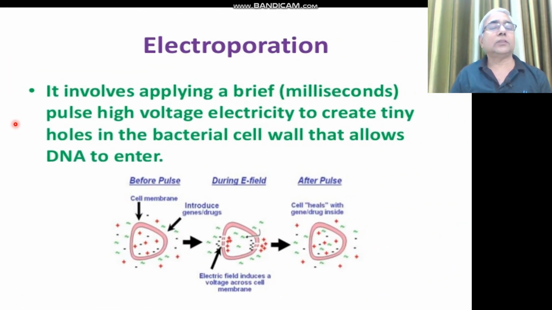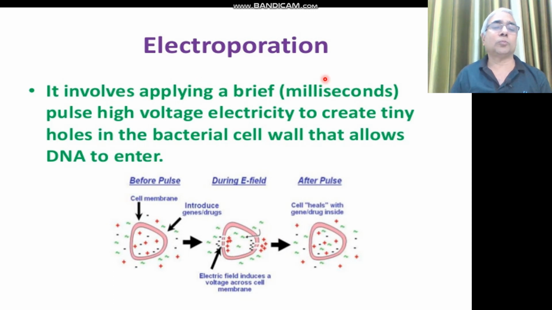Now, how can this gene construct be inserted into the host cell? This is a very complicated process, and there are many mechanisms by which the gene construct can be inserted into the bacterial host cell, and one of those mechanisms is electroporation. Electroporation means by the use of electricity we can create pores in the outer wall of the host cell, and once the pore is created, then our gene construct has a chance to get entry into the host cell.